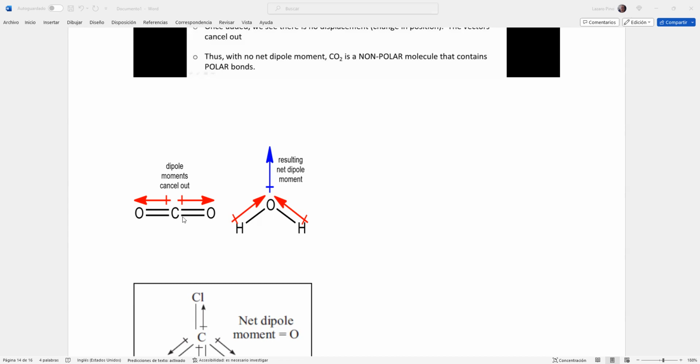carbon dioxide is not. What is the difference? Well, because even though you are in presence of two bonds that are polar, the geometric structure of the molecule makes this molecule non-polar while water is polar.